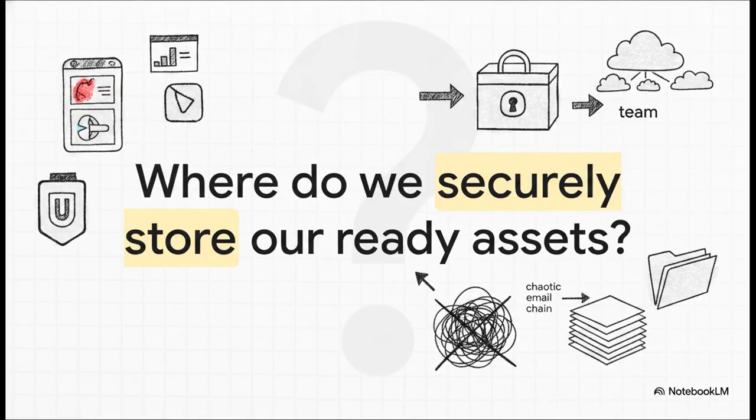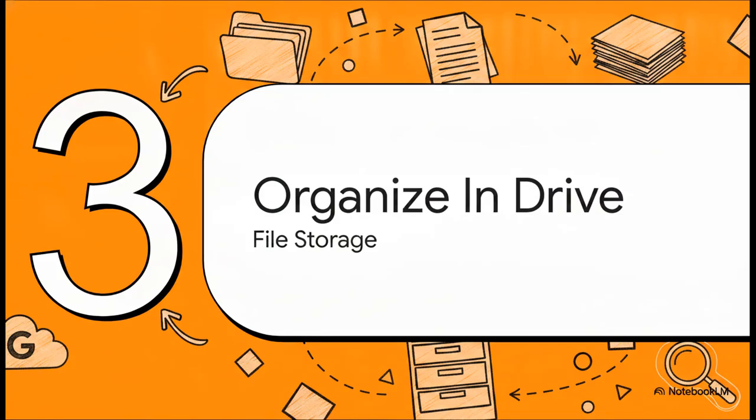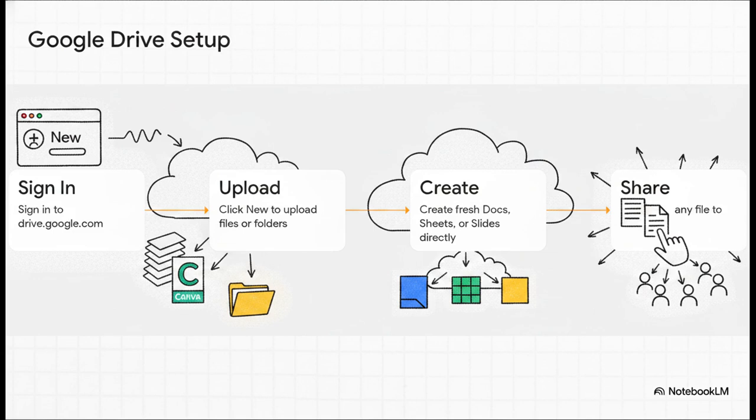All right, so the project assets are ready, looking great, but where do we securely store them? You definitely don't want them getting lost in some endless, chaotic email chain. We need a vault. Enter Section 3, Organize Files in Google Drive. Google Drive is our ultimate filing cabinet. To get your secure vault going and create a single source of truth for your team, sign in to drive.google.com and hit that big New button to upload files or folders. You can also create fresh docs, sheets, or slides directly right there.